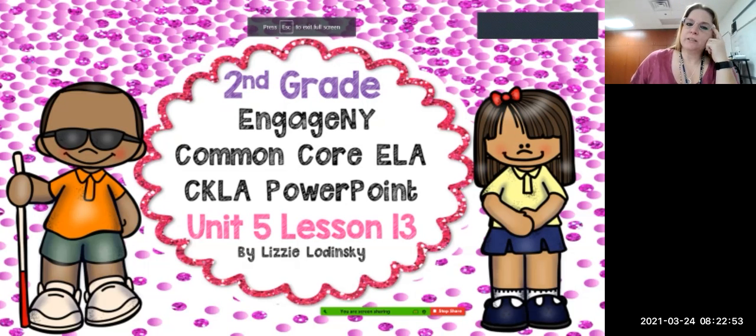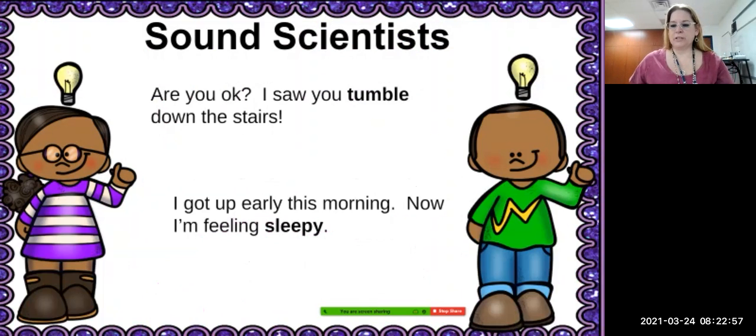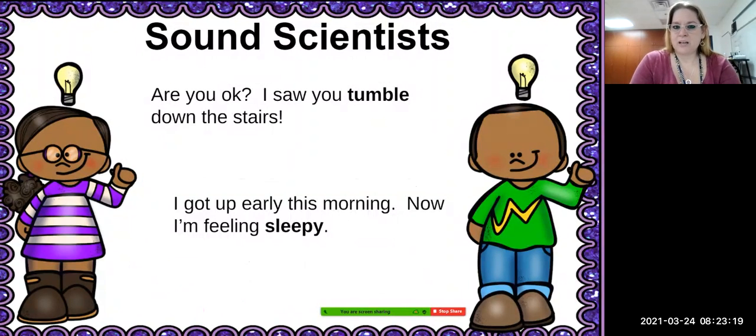All right, so we are on lesson 13 today. The first thing we're going to do is our sound scientists. We're going to look at a word within the sentence, and then we are going to examine that word. We're going to listen carefully with our ears, and we're going to answer some questions about those words. So our first sentence is, "Are you okay? I saw you tumble down the stairs." We're going to look at the word tumble in that sentence.